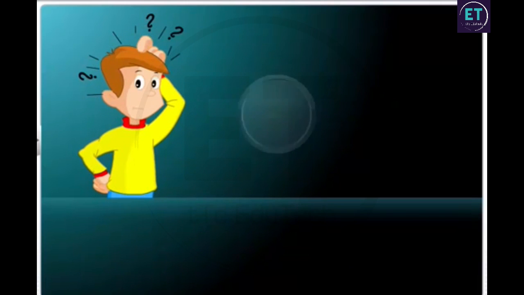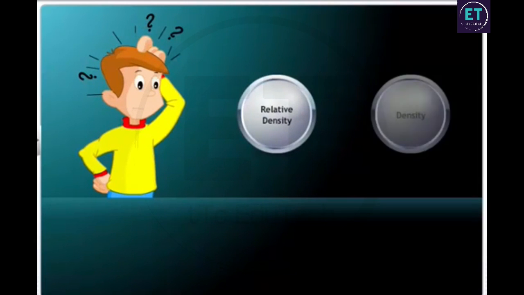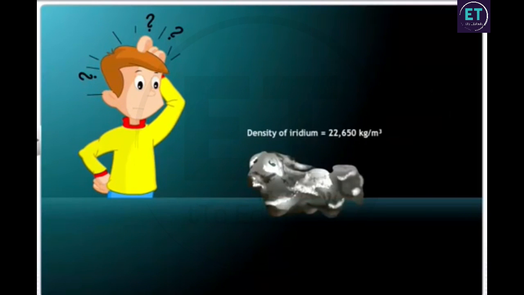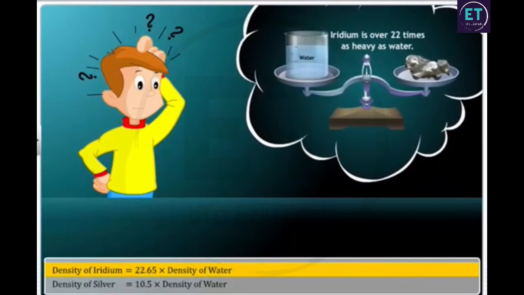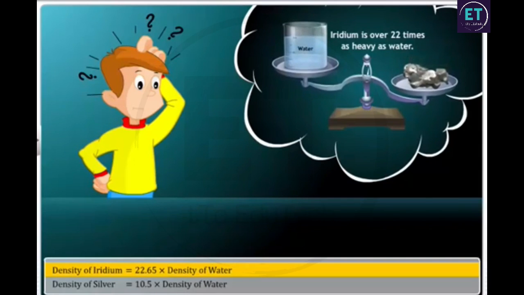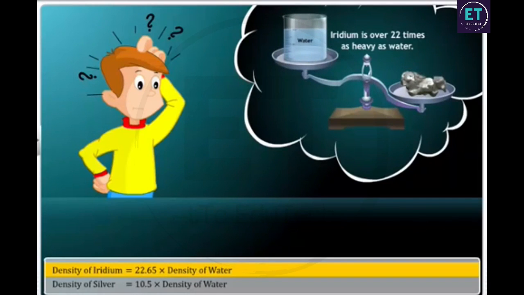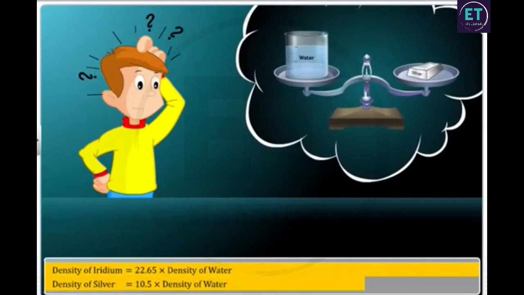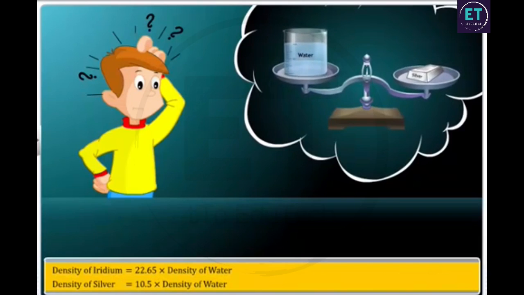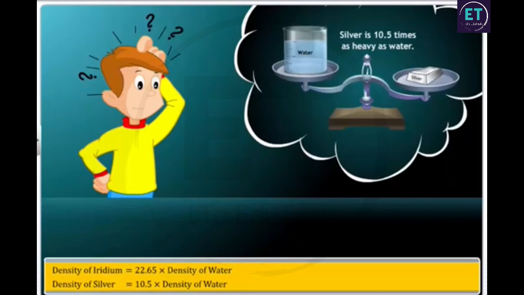For laypersons, the concept of relative density may be easier to understand than density. For example, if we state the density of iridium as 22,650 kg per meter cube, not everyone may easily grasp how heavy iridium really is. However, if we say iridium is over 22 times as dense as water, the number gives us a realistic idea of weight of the unit volume of iridium. As a more common example, the relative density of silver is 10.5. This means silver is 10.5 times as heavy as water.